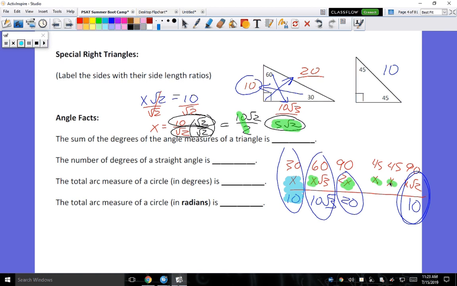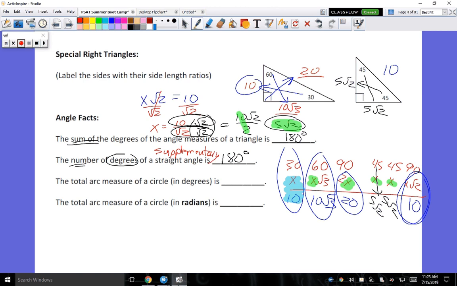So everywhere where you see an x, we're going to put 5 root 2. So opposite from 45 is 5 root 2. Opposite from the other 45 is 5 root 2. I hope that you know how to use these tables now. Okay? What's the sum of the degrees of the measures of a triangle? 180 what? Degrees. What's the number of degrees of a straight angle? 180. What's the fancy word for that? Supplementary.